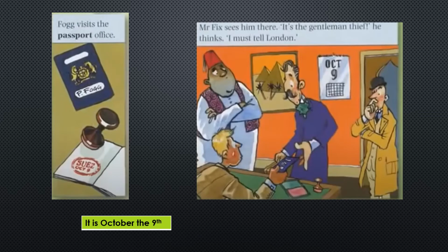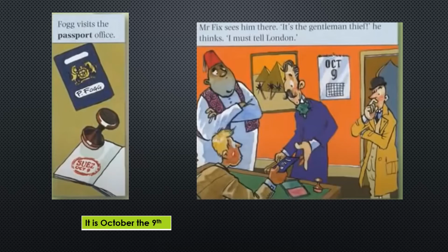Fogg visits the passport office. Naturally, when Mr. Fogg is moving out from one country to another, he needs to go to the passport office to get its stamp. And please take a note of the date, student. It is October 9th.